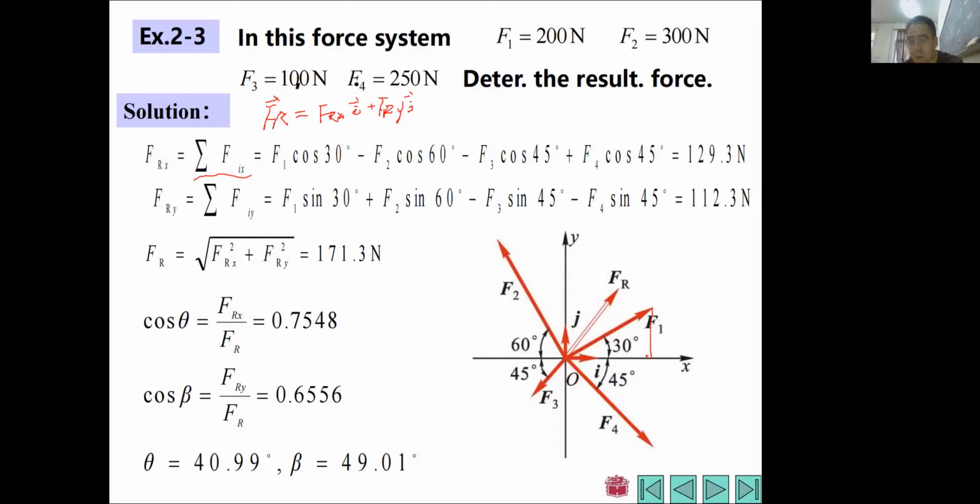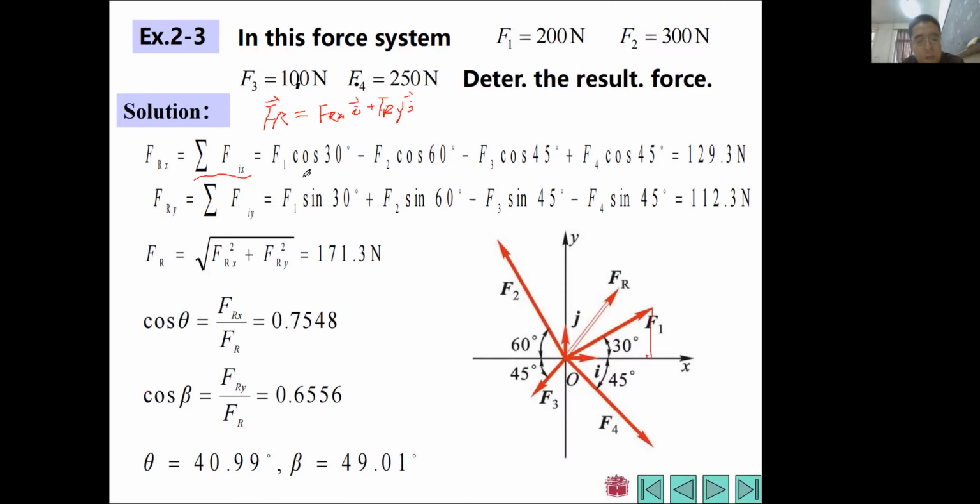Agree with that? Did I say that clearly? So this one, F1 times cosine 30, will be the magnitude of F1x, and its direction is along the positive direction of x. So it has a positive sign. When you need to write a positive sign, you can just not write it because it just means a +1, right? So we do not need to write it.